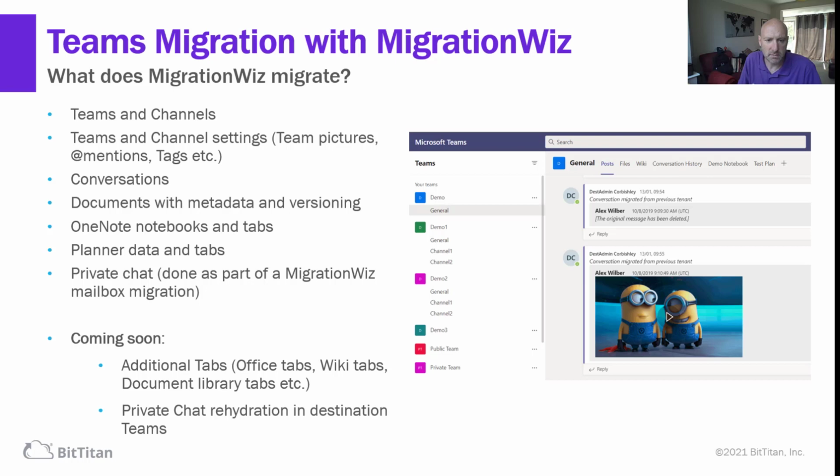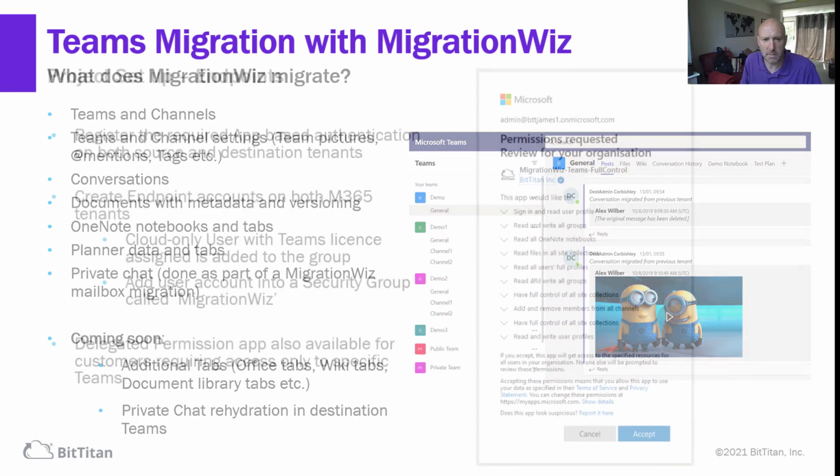And as I mentioned, coming soon, private chat rehydration by the end of the year, but also the ability to migrate or copy over those additional tabs. So things like connections to different Office files, so Word, PDFs, etc., wiki tabs, and any connection to document library SharePoint sites.